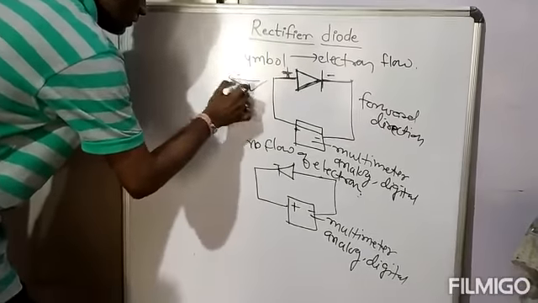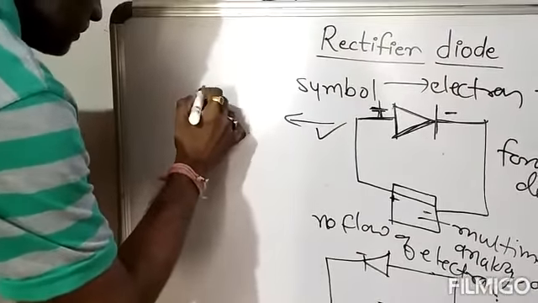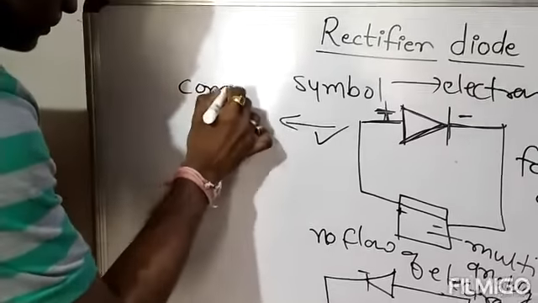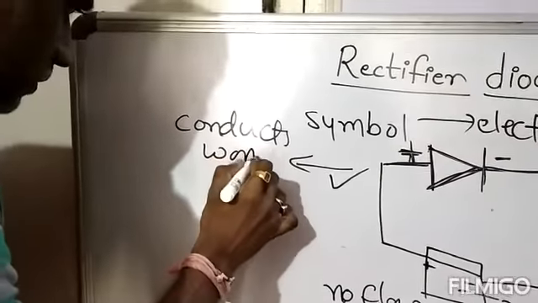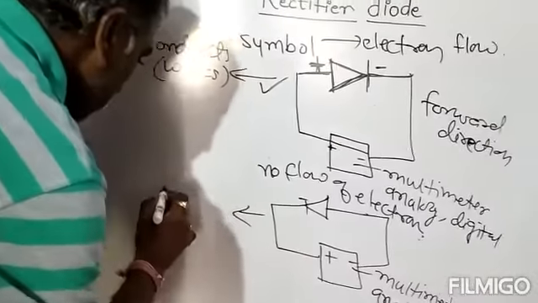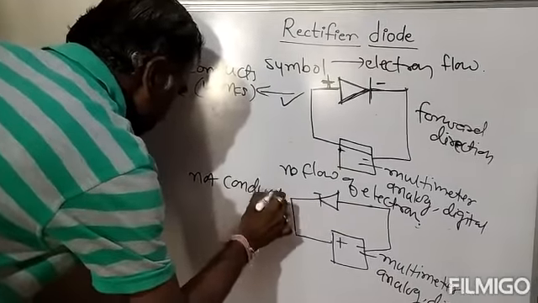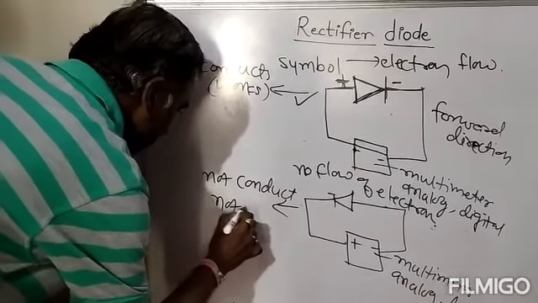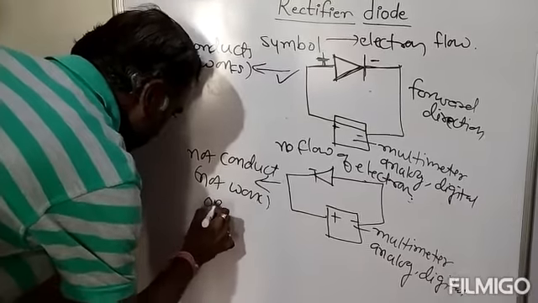I will write here. In forward direction, it conducts, or I mean to say works. Whereas in reverse direction, it does not conduct, or does not work, or it is open circuit.